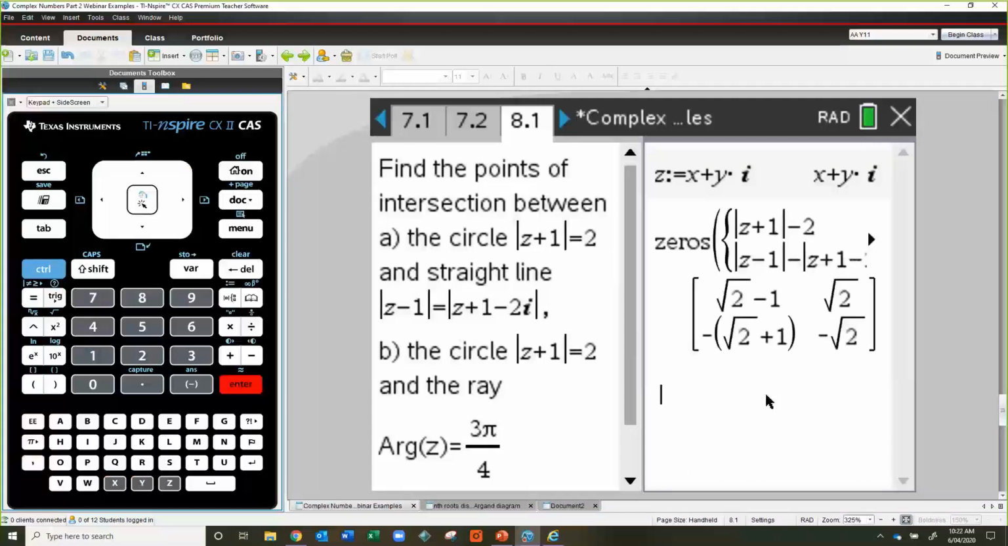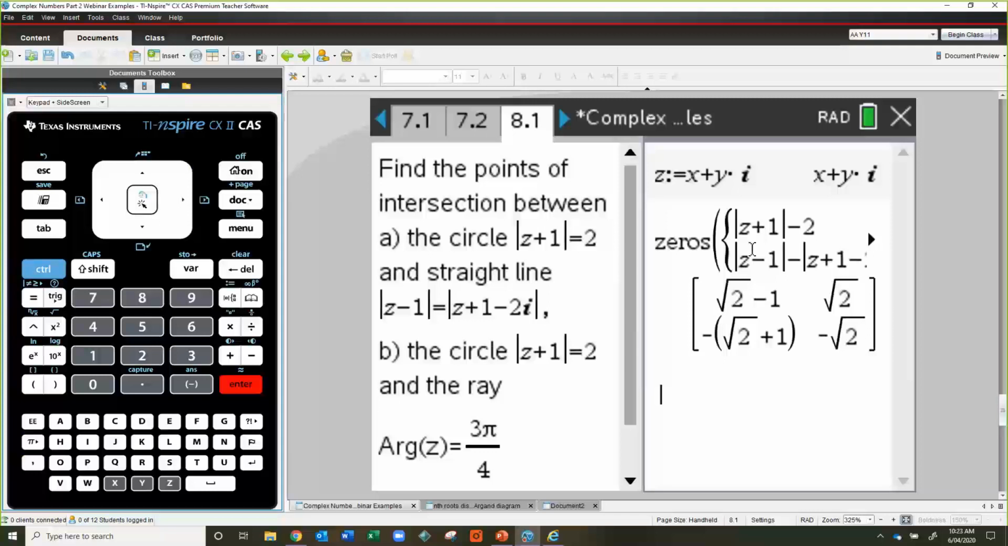So the answer is displayed as a matrix. So the first point of intersection is root 2 minus 1, root 2. The second point is minus root 2 minus 1 and minus root 2. So these are the exact values.